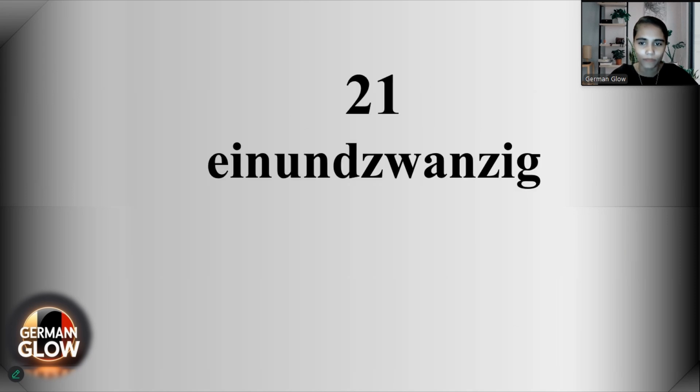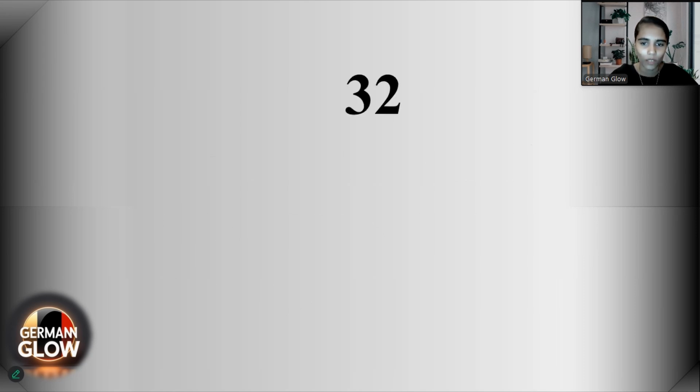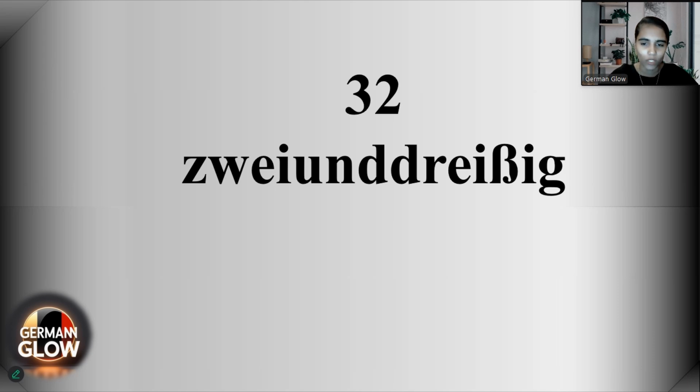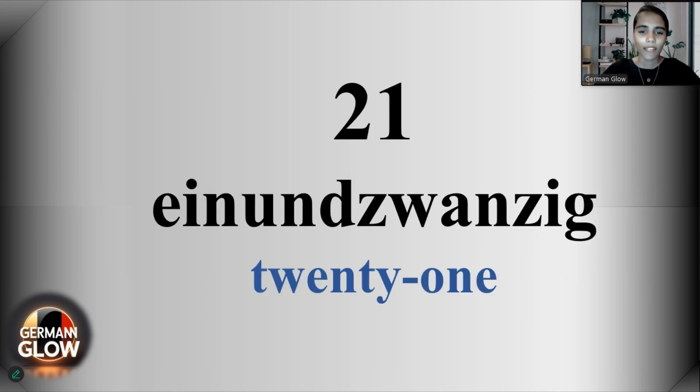An example, 21: einundzwanzig. Ein plus und plus zwanzig. 21. Then 32: zweiunddreißig. Zwei plus und plus dreißig. 32. Let's start it step by step.